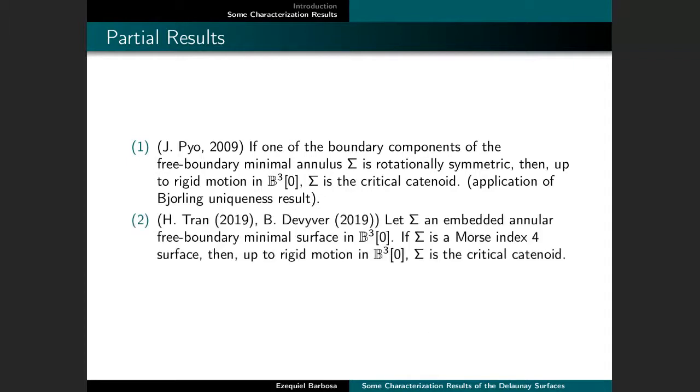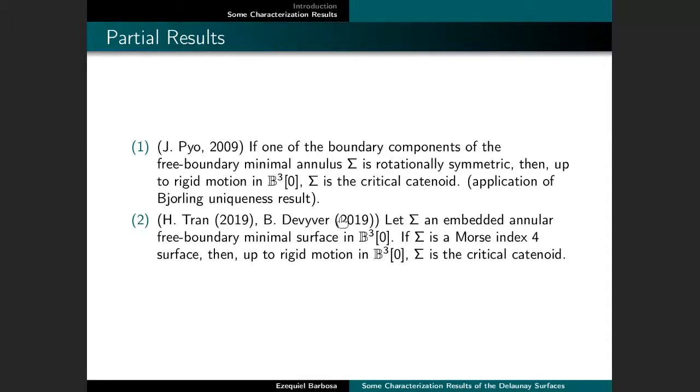And yes, so there is another one proved by Tran and David, involving the Morse index of this surface, right? So if the surface is an annular embedded free boundary minimum surface with Morse index 4, then it should be the critical catenoid.